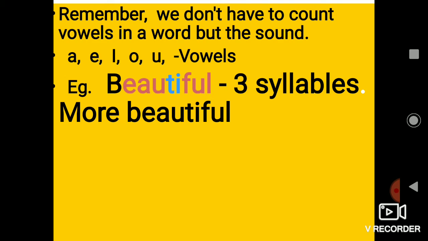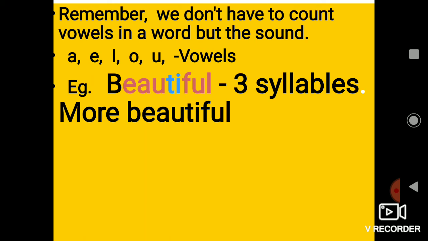But remember children, we don't have to count vowels in a word, but the sound that is created by these vowels. So you know how many vowels are there? There are 5 vowels, that are A, E, I, O, U. For example, beautiful. So if we count the vowels in this word, we have 1, 2, 3, 4, 5. 5 vowels are there. But we cannot say that this word consists of 5 syllables. No. Because EAU, the vowels EAU create only one single sound, that is U.